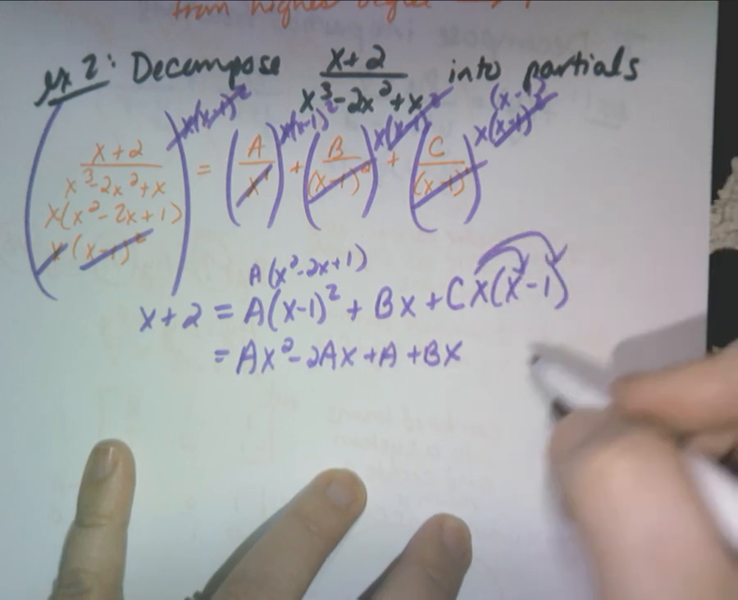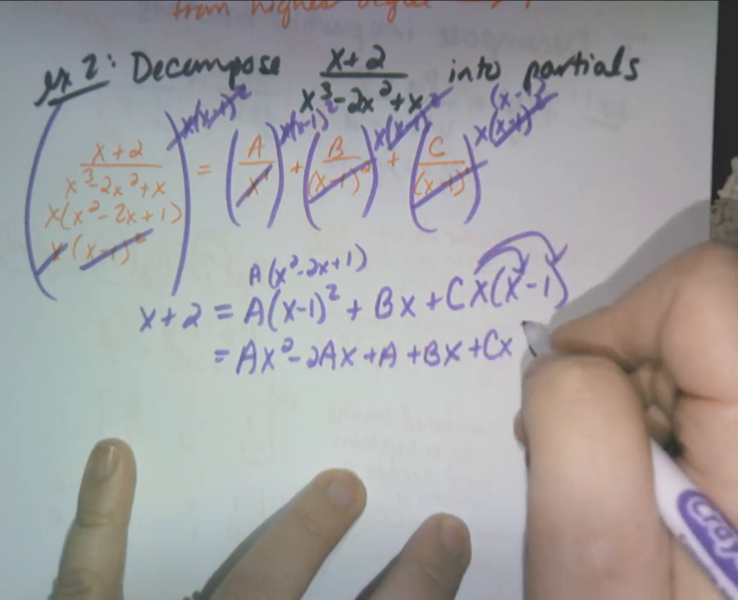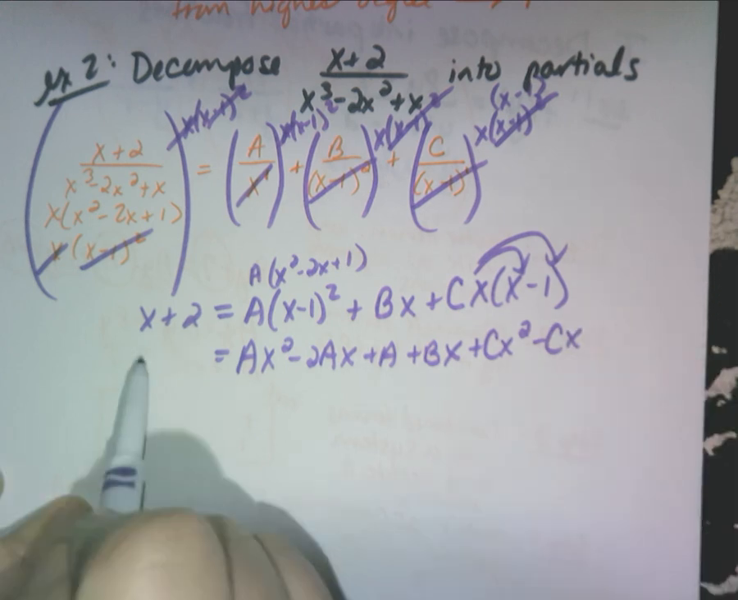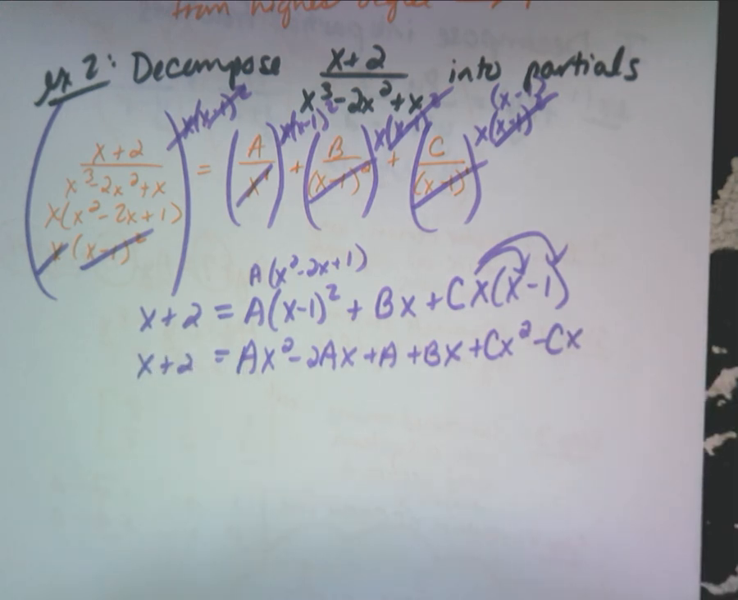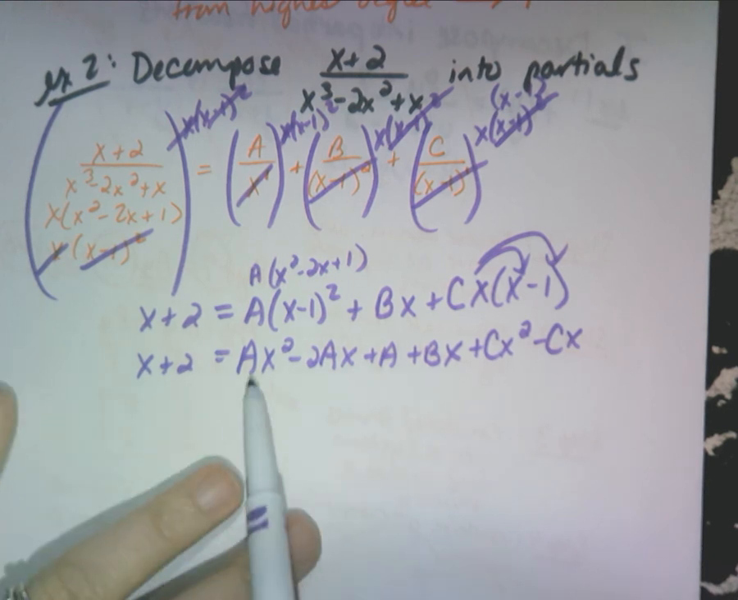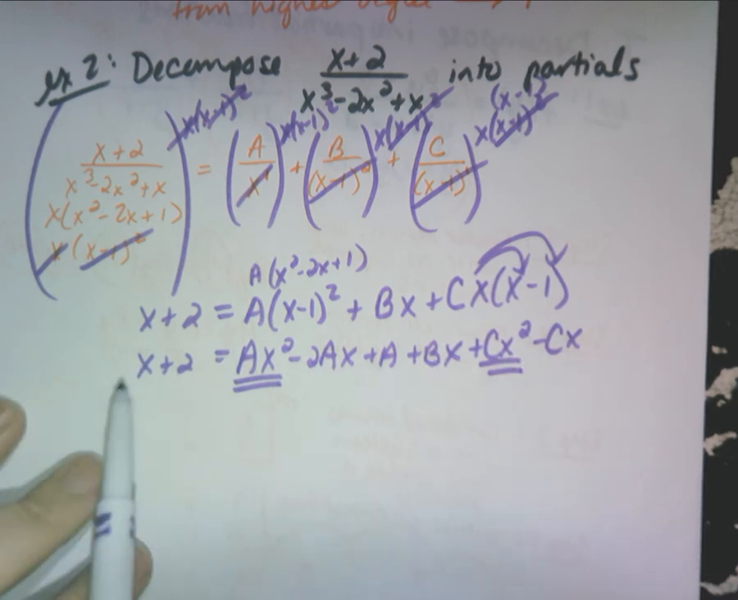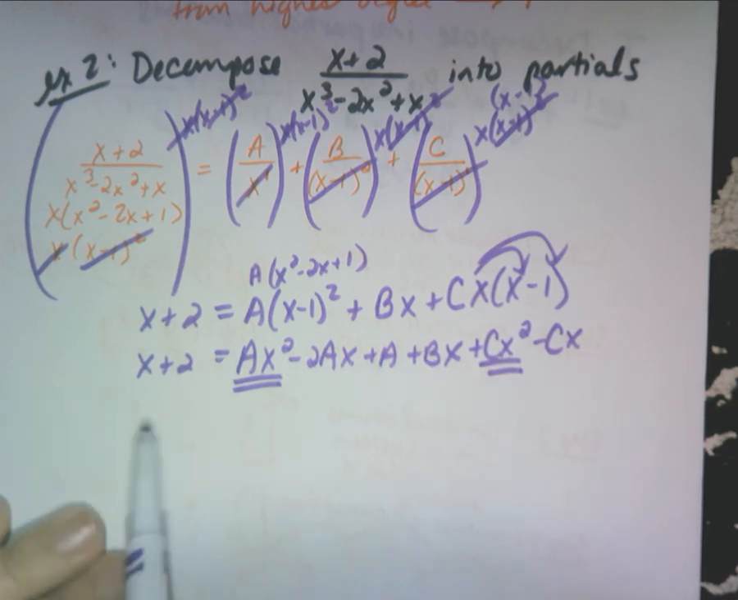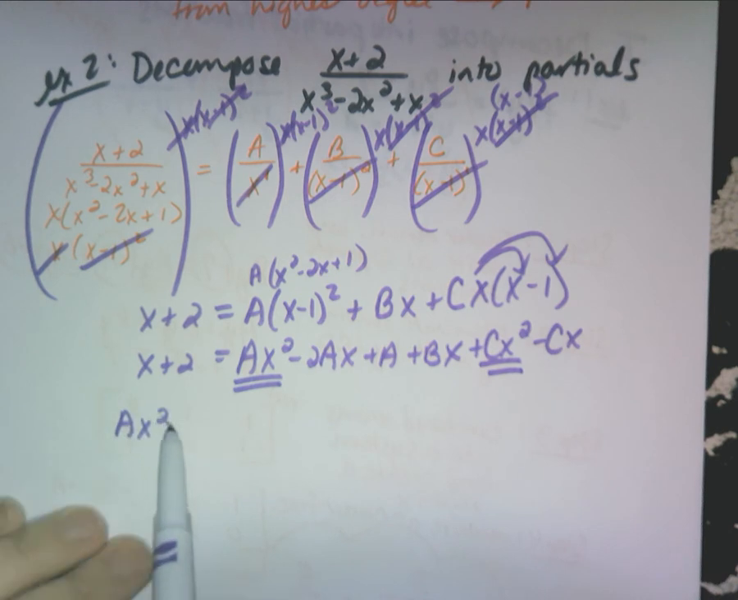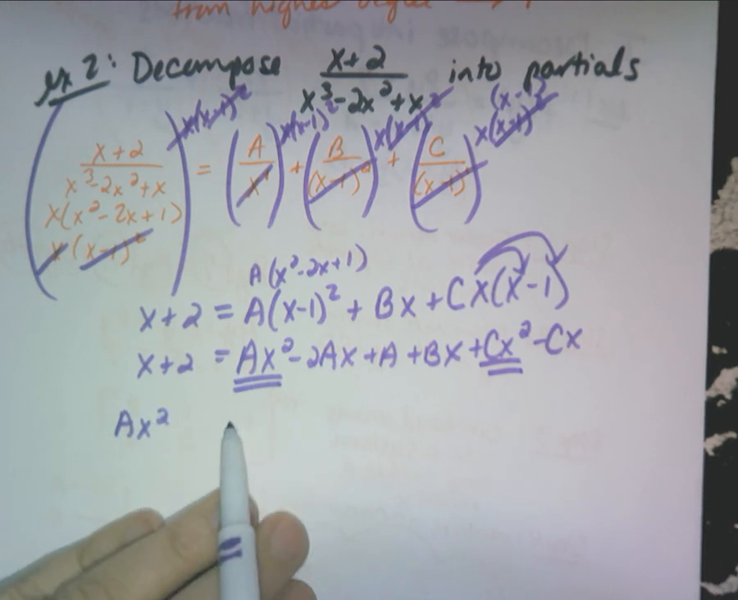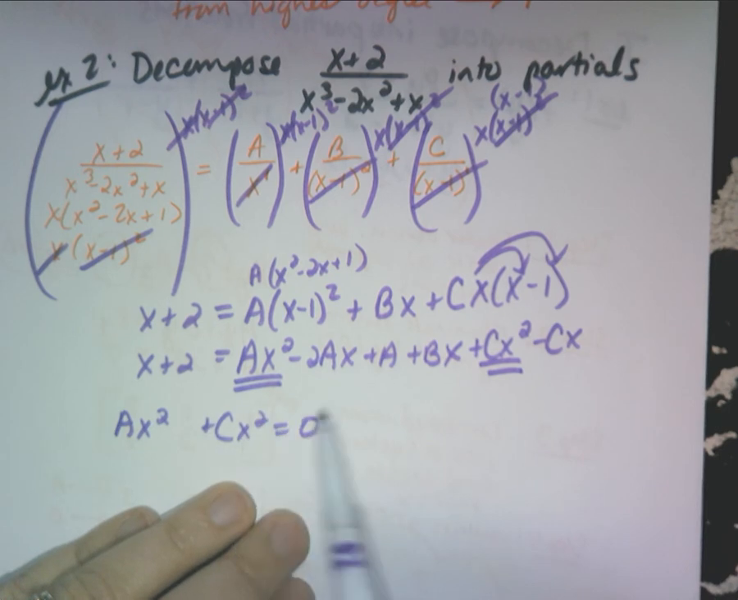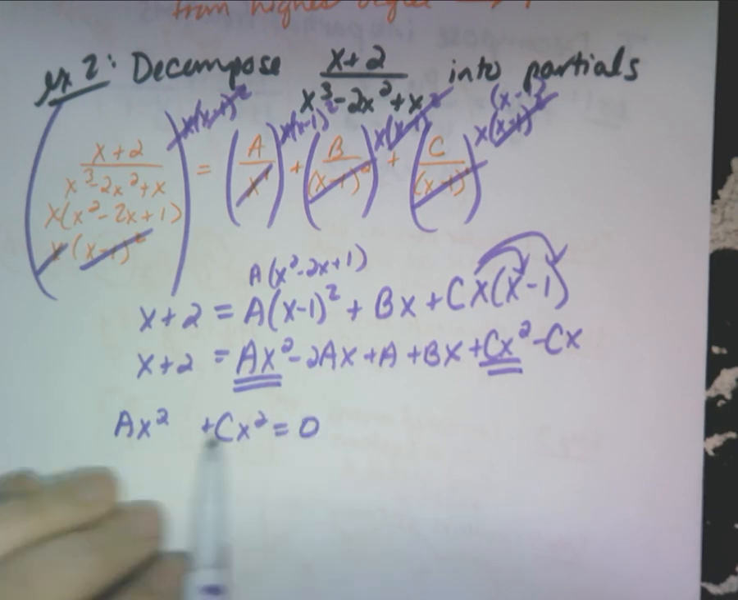Cx times x, what's cx times x? Cx squared minus cx. Okay, now listen to me. You're going to combine your terms not by a's and b's and c's. You're combining them by x squareds, by x's, by numbers. Okay, so here's what I mean. I have an ax squared and a cx squared. Do I have an x squared over here? So what do I set them equal to? 0. So I have ax squared, I'm actually going to leave a space, there's a reason for, plus cx squared equals 0.